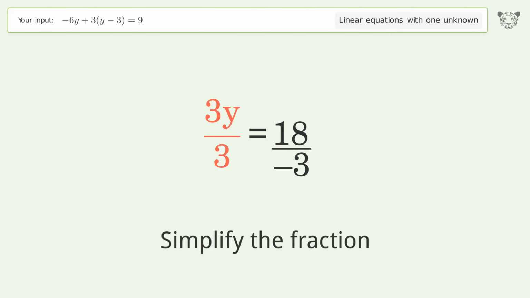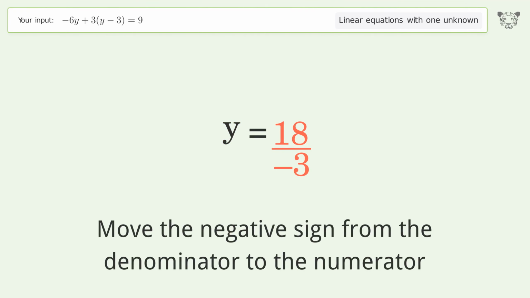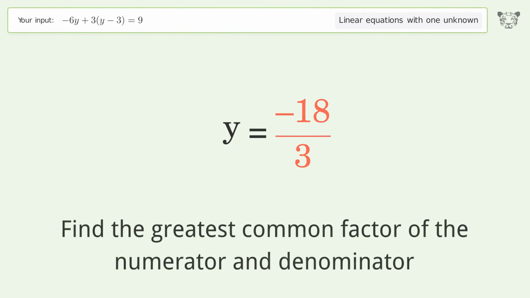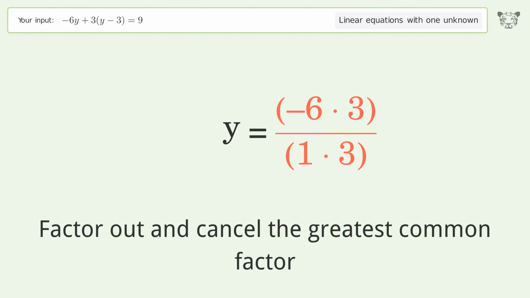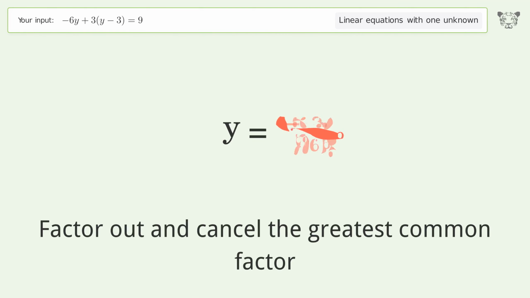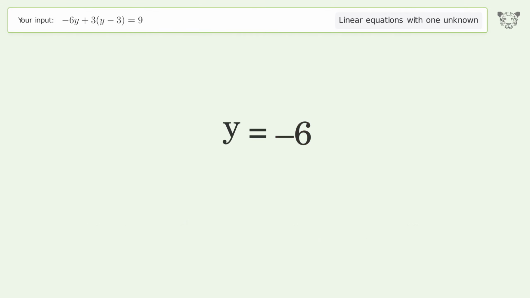Simplify the fraction. Move the negative sign from the denominator to the numerator. Find the greatest common factor of the numerator and denominator. Factor out and cancel the greatest common factor. And so the final result is y equals -6.